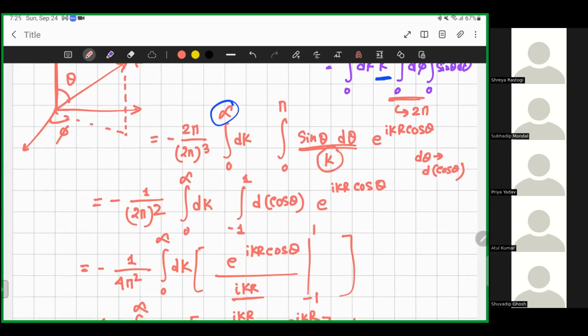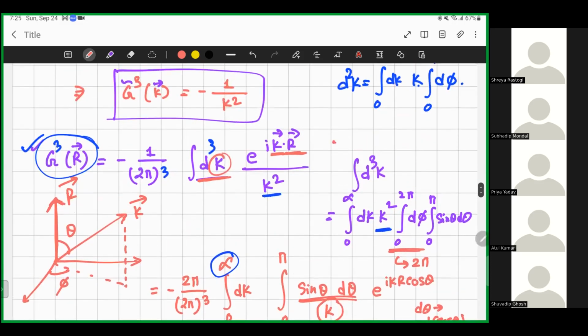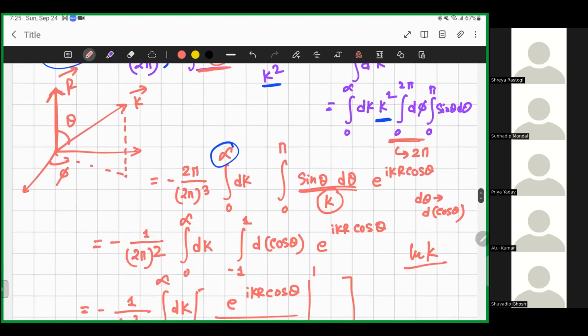So when we do the integration, there will be ln k, and if there is infinity or 0, then this part will not survive. That's why you have to take a different procedure. There will be another 1 by k. Okay. Up to this part is correct. This will be the form in 2 dimensions also. Yes, this is correct.